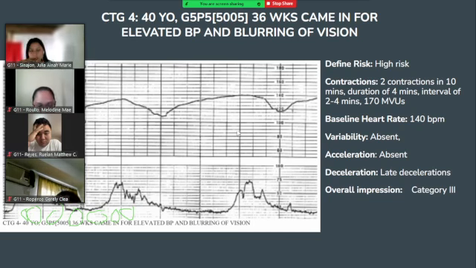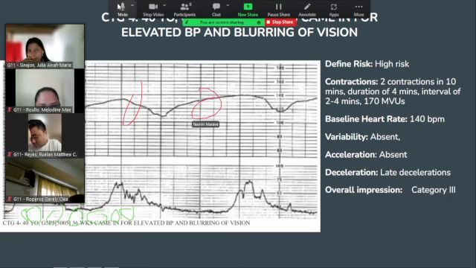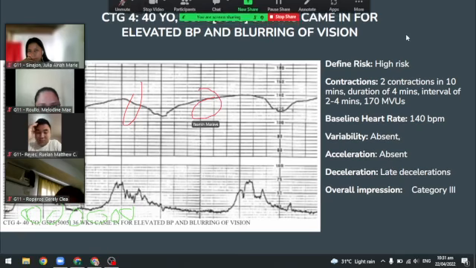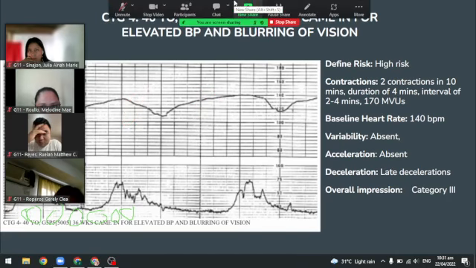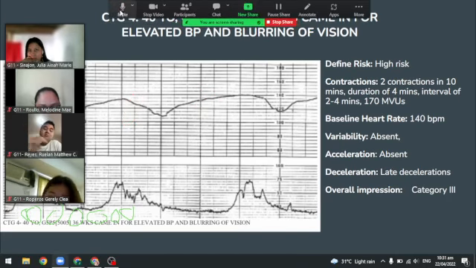For prolonged decelerations, doc, it will last more than 2 minutes, but less than 10 minutes from the onset to the return to the baseline. Exactly from here to here, that's already more than 2 minutes. Okay, doc, so it should be a prolonged deceleration.